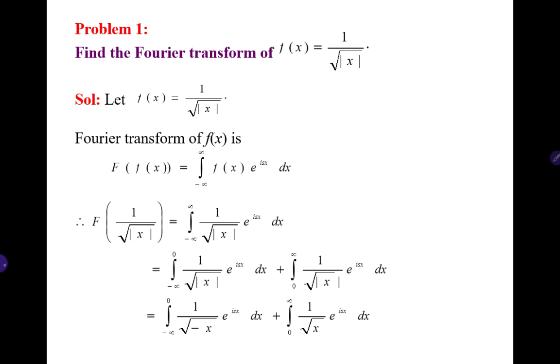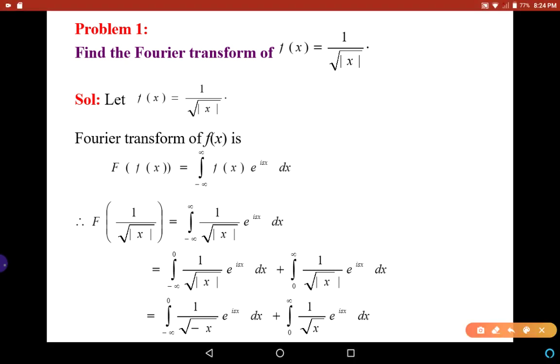Because in this integral we have mod x, we split the integral as minus infinity to 0 and 0 to infinity, because mod x is defined as minus x for x less than or equal to 0 and x for x greater than 0. Now in the interval minus infinity to 0, mod x is equal to minus x and in the interval 0 to infinity, mod x is equal to plus x.